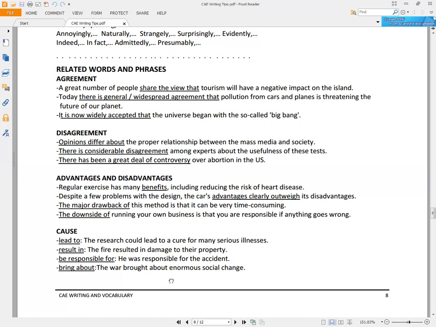The major drawback of this method is that it can be very time consuming. The downside of running your own business is that you are responsible if anything goes wrong. We are going to stop here and you must revise what we have studied today. Every word and every expression we have gone through is very important and you can use it while writing.